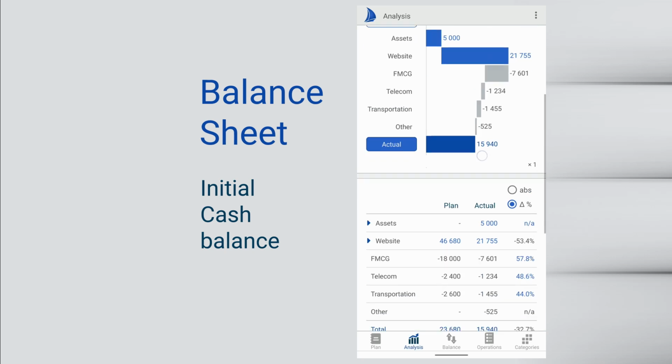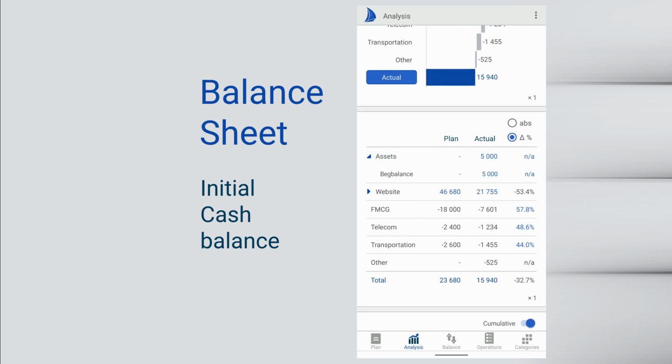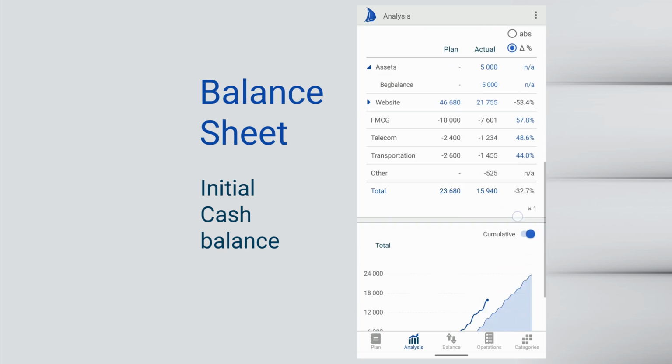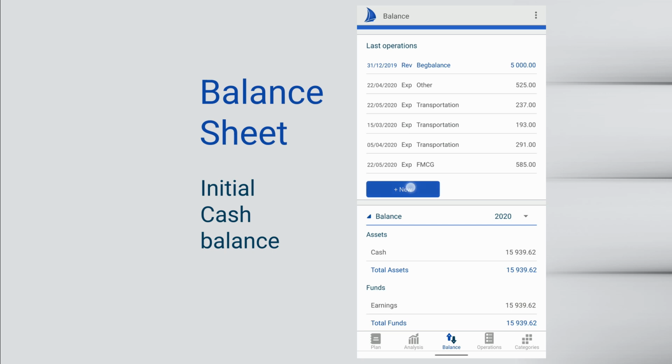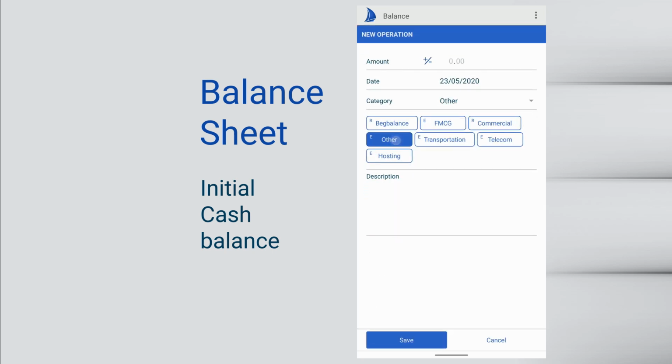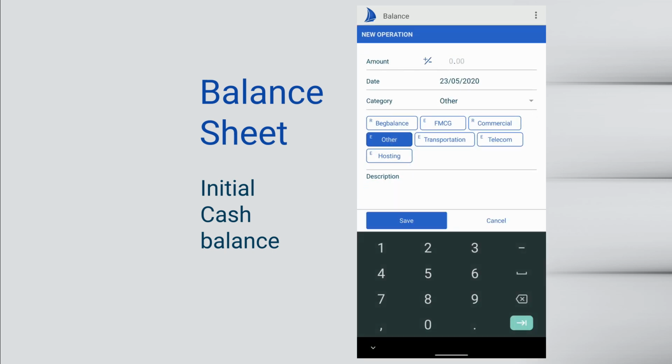If we click the cash account, we will see that the BEG balance is summed into total and increases the accumulated result. Please note, if we add a new operation, cash and earnings accounts will be recalculated automatically.